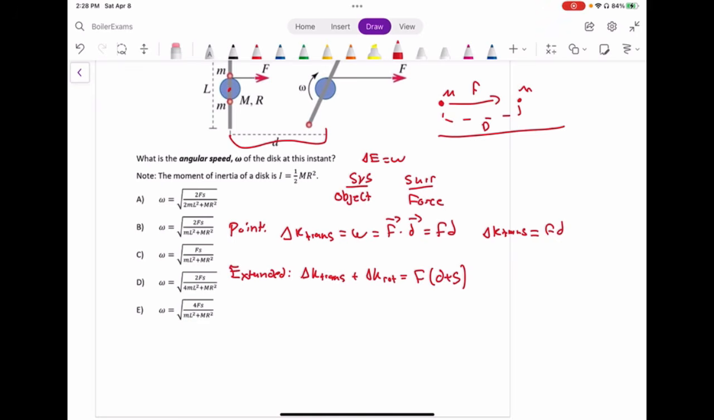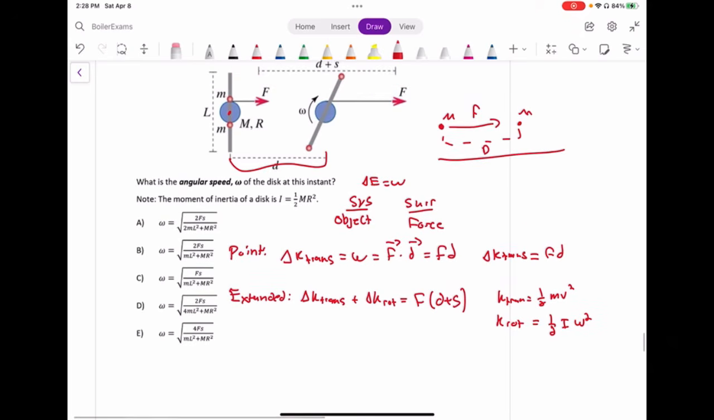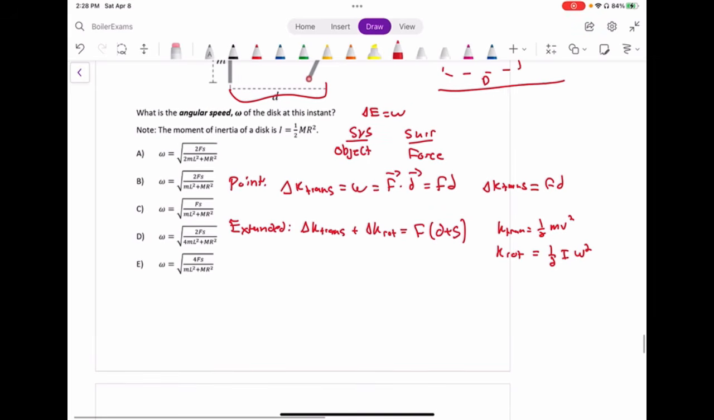So now that we got that set up, we can evaluate these. So k trans is always half mv squared. K rotational is very similar. It's half I omega squared. There we go. Wait, am I forgetting something here? No, okay. Here we go.